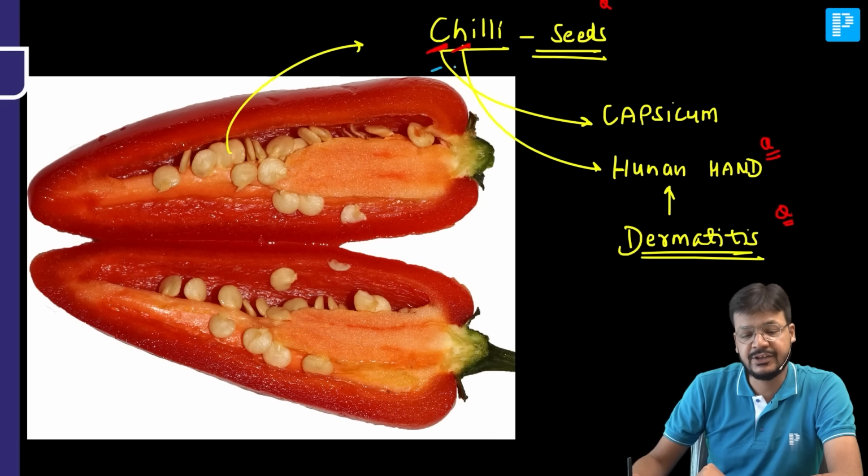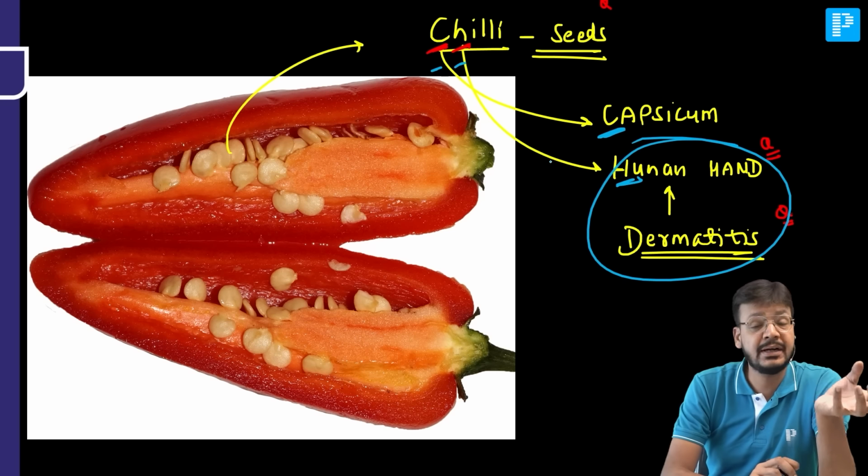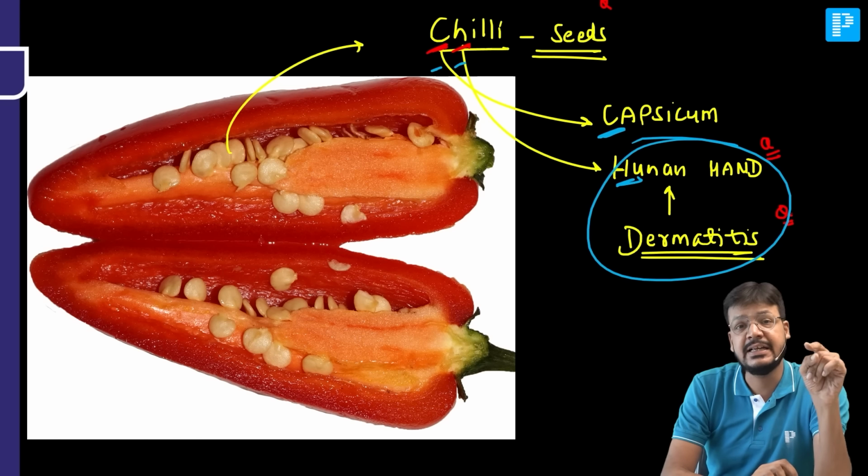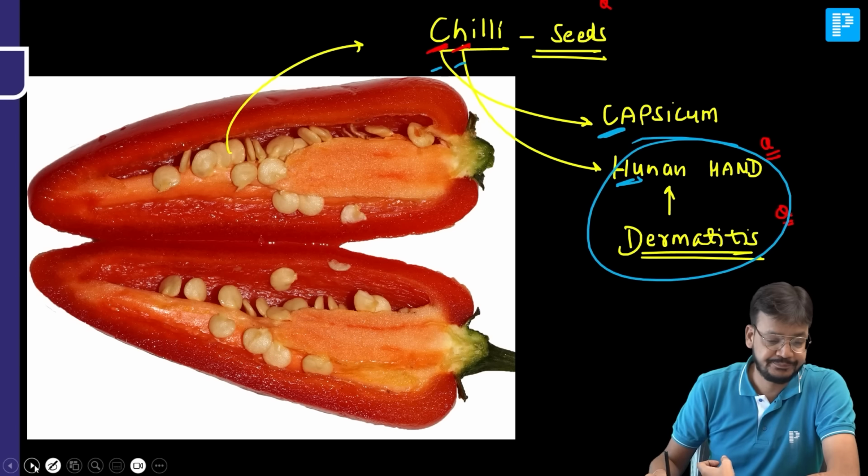These are C, H, chili seed, C for capsicum, H for Hunan hand, which is a dermatitis caused by chili seed. C, capsicum, H, Hunan hand.